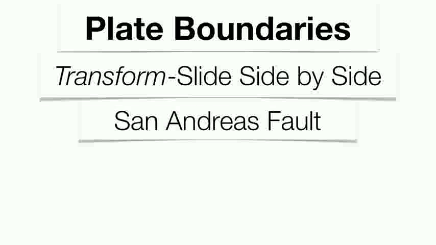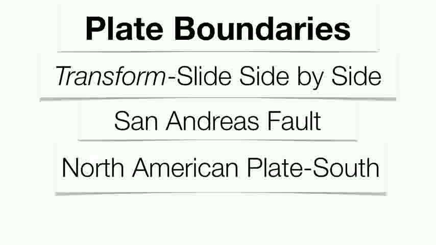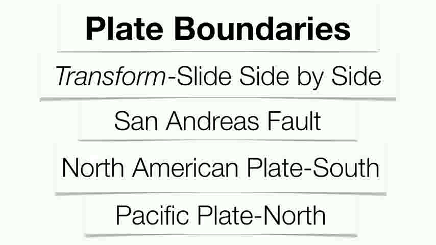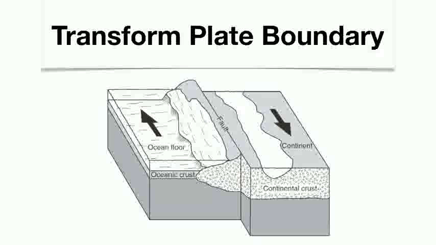Your San Andreas Fault is going to be the boundary between the North American plate traveling south and the Pacific plate traveling north. Now, you tend to get extremely strong earthquakes at this type of plate boundary because you have tremendous friction between the two plates grinding against each other, traveling in opposite directions. So your convection cells are going to cause one plate to travel north and the other plate to travel south in this case, with the San Andreas Fault right in the middle.